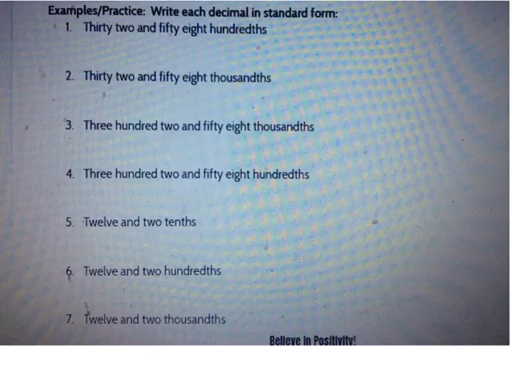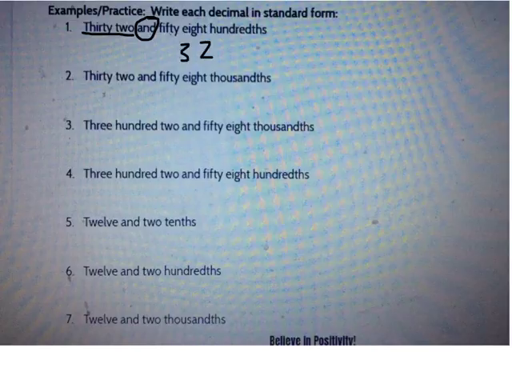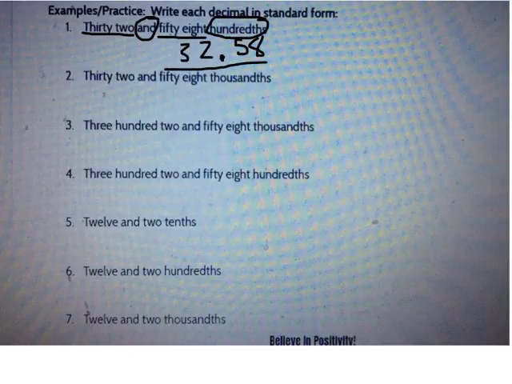Let's do some examples. 32 and 58/100ths. Well, first I'm going to write the number before the and. 32. How do I write 32? Yeah, it's just 3, 2. I'm going to put a decimal point for the and. Now I'll write the number behind the and. 58. How do I write 58? Like that. Does it end in the hundredths place? Yes. So my answer is 32.58. 32 and 58/100ths.